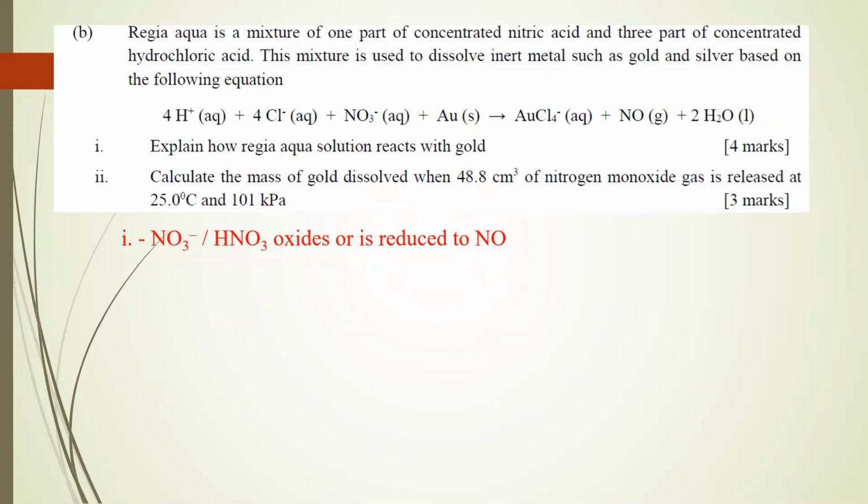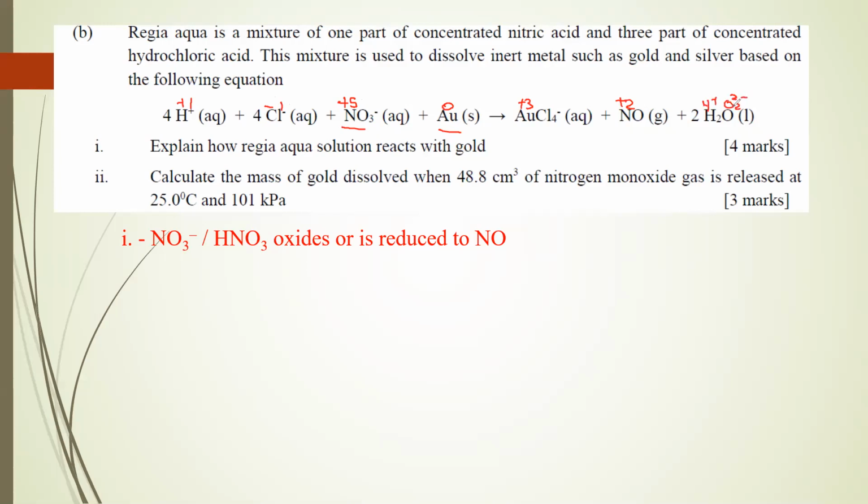Number 1, explain how regia aqua solution reacts with the gold. So how does the gold change its oxidation state here? If you notice carefully, the oxidation state of the nitrogen is +5, Cl is -1, hydrogen is +1, then gold here is 0. After the change, in AuCl4 minus, gold becomes +3, nitrogen becomes +2, and in water you still have H plus and also O2 minus.